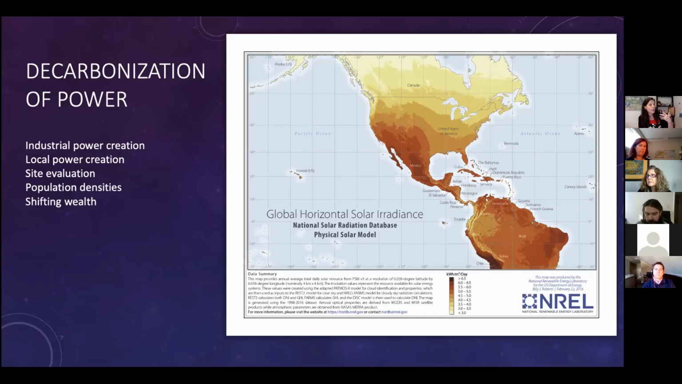So the next big trend I want to chat about is the decarbonization of power. I like this term. Instead of renewable energy, I've changed to decarbonization, because I feel like that's really what we're talking about. We're trying to get off carbon-based power.